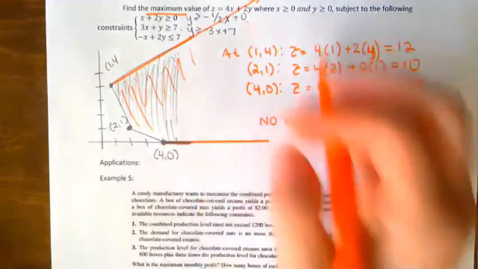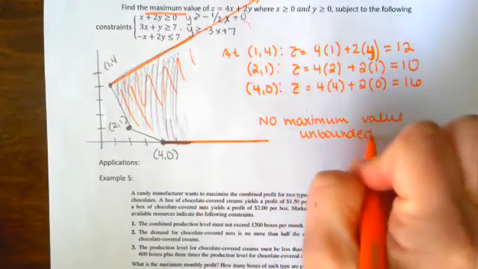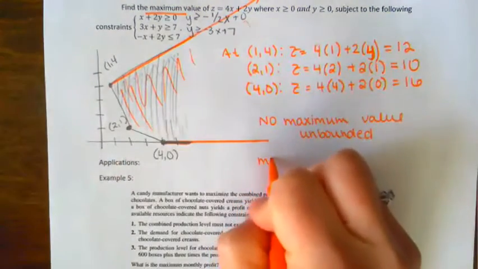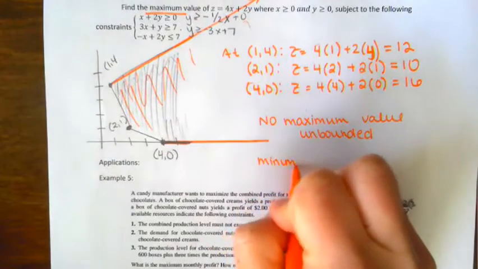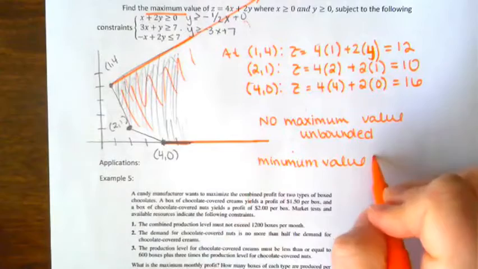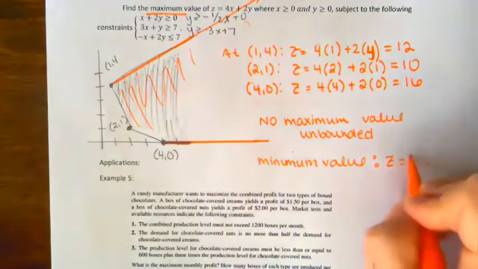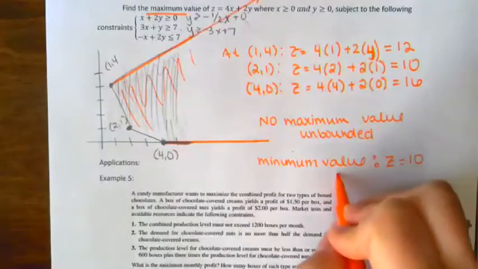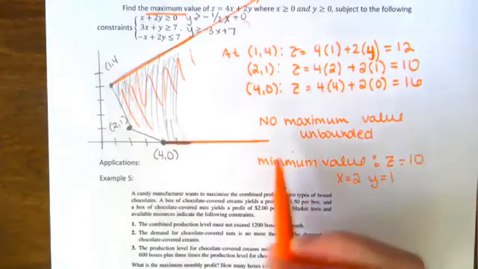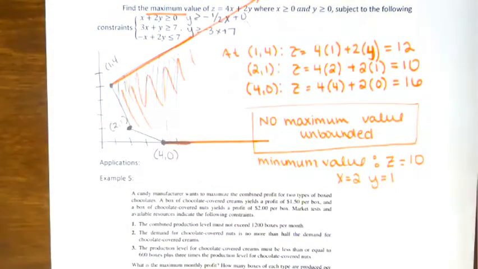So we have no maximum value because it's unbounded going up, right? But we do have a minimum value. Minimum, I can't even spell right now. Minimum value. And what is the minimum value of this objective? Z equals what? 10. Yeah. And that occurs at the point x equals 2 and y equals 1. Okay, does that make sense on why we have no maximum, but we do have a minimum value?